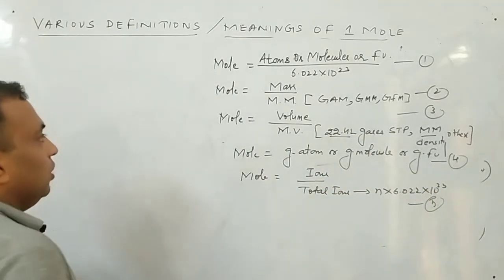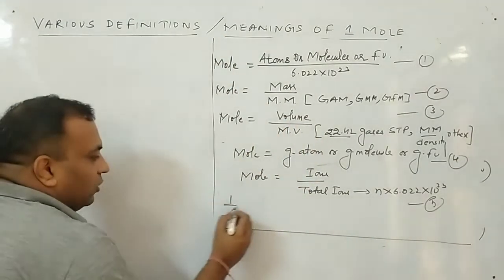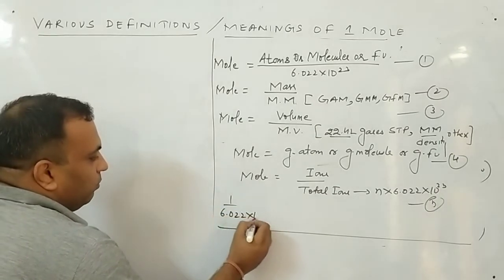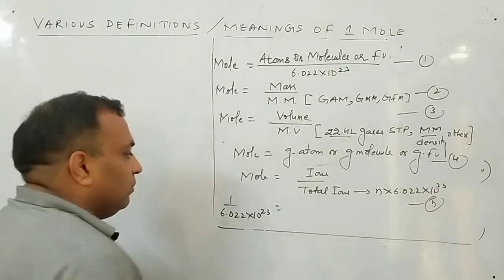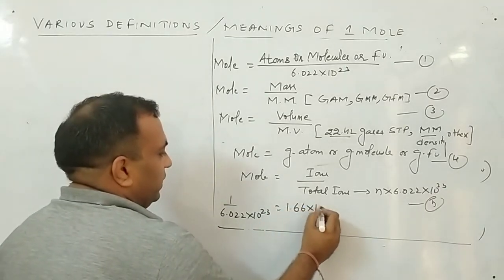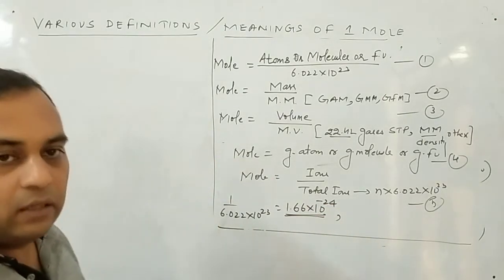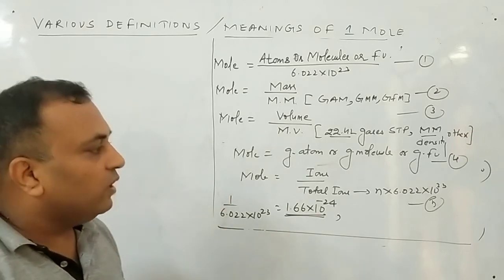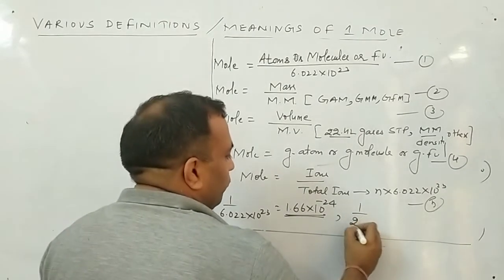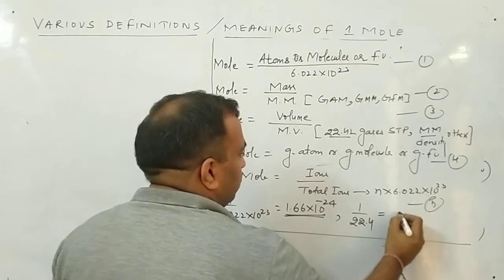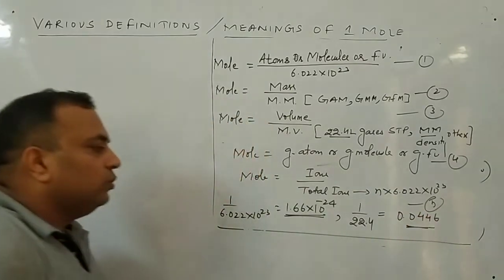Okay, let's go. Now before I start the numerical, beta, I'll tell you two more things. Whenever in the numerical 1 upon Avogadro number comes, learn the value 1.66 10 raised to the power minus 24. That will make your numerical easy. What is 1 upon Avogadro number? 1.66 into 10 raised to the power minus 24. And one more value you will learn: 1 upon 22.4 comes out to be 0.0446. These two values you have to learn.